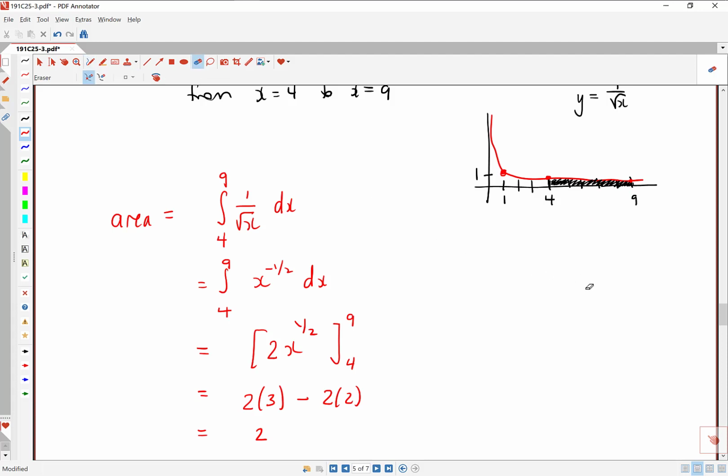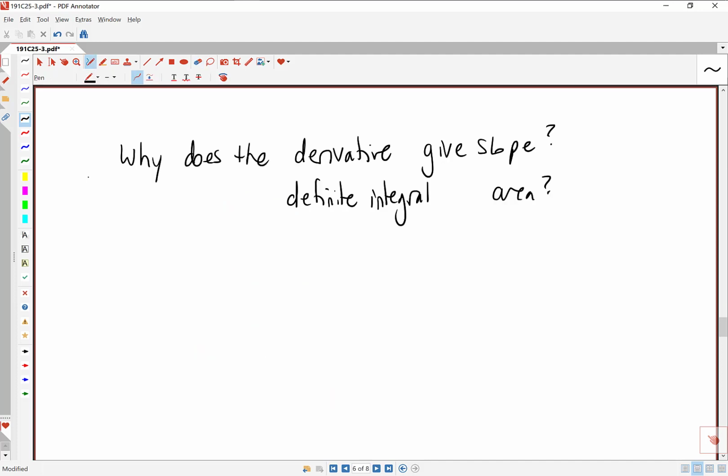So at this point in the video, we've seen how to actually evaluate a definite integral, and we've also seen what it represents. So let's take a step back and think about 2 of the big ideas that we've seen so far in our course. We saw very early on in the course that when you take the derivative, what that gives you is the slope of the tangent line.